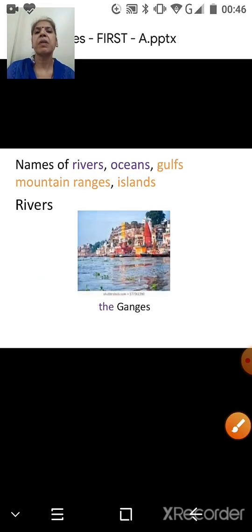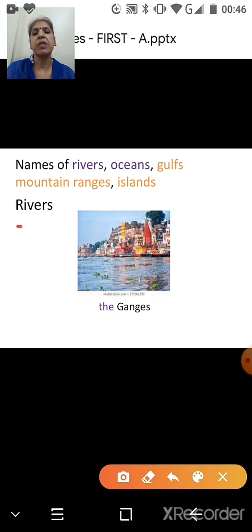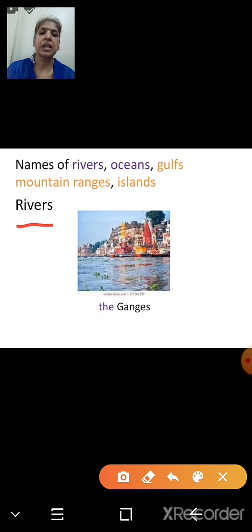Also we have to keep in mind that we use the article the for names of rivers, oceans, gulfs, mountain ranges, islands. Now for names of rivers, we use the Ganges, the Yamuna, the Godavari, the Narmada.